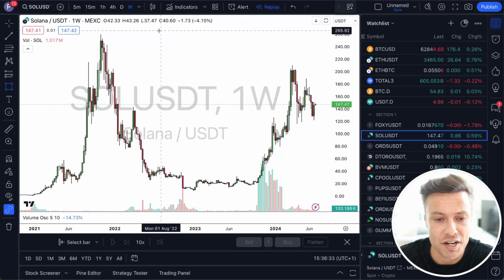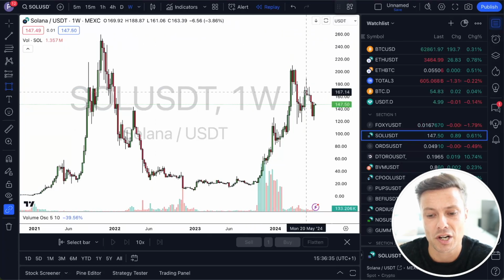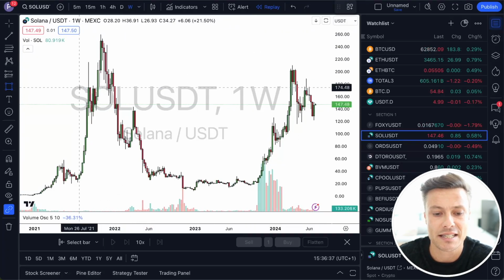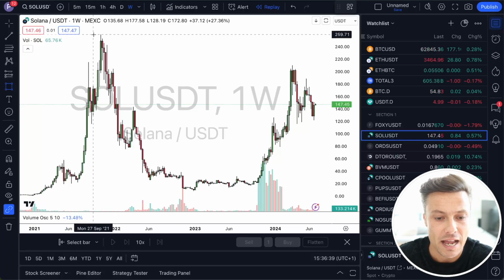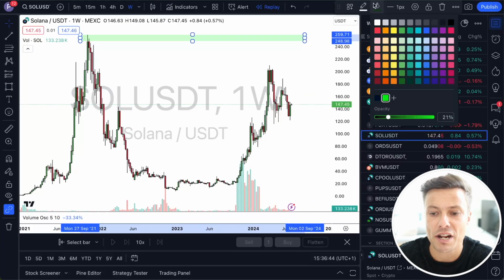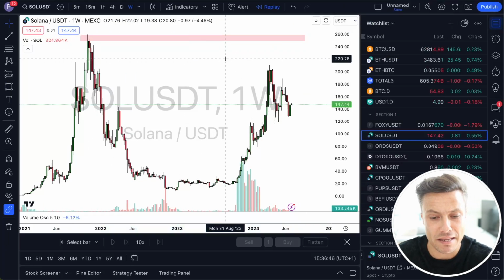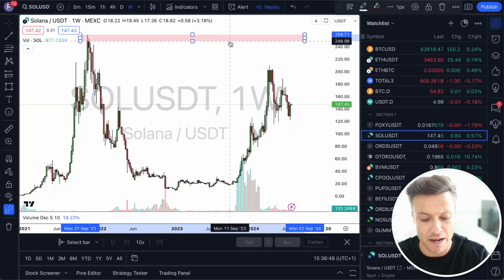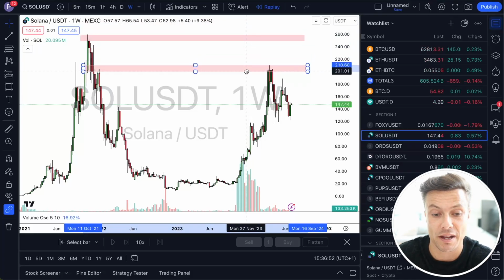Now, in the same way that we get support zones, we also get resistance zones, which is a zone where people are willing to sell. Looking at Solana and clicking on the 1 week chart, we can look at the resistance zones that existed in the last bull market, and we can draw them on our chart. What I like to do with my resistance zones is make them red, so that I know not to buy into resistance zones, I only buy into demand zones.